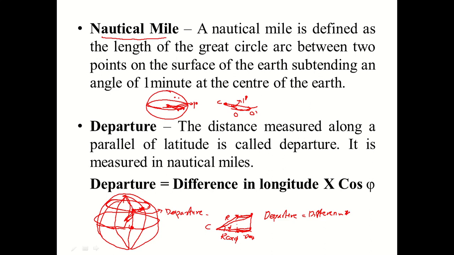angle into radius. So difference in longitude into the radius, here it is r cos phi, which is equal to r into pi by 180 into difference in longitude into cos phi.